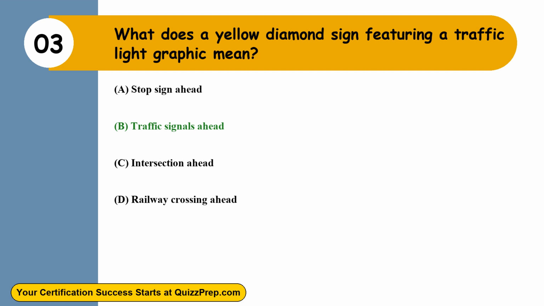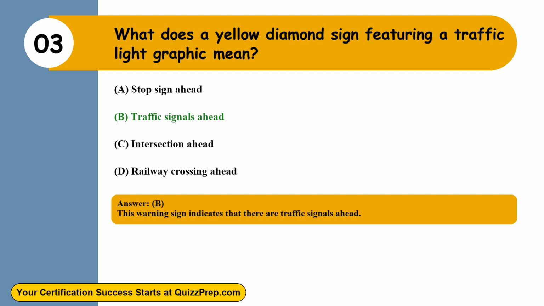The correct answer is option B, traffic signals ahead. This warning sign indicates that there are traffic signals ahead.